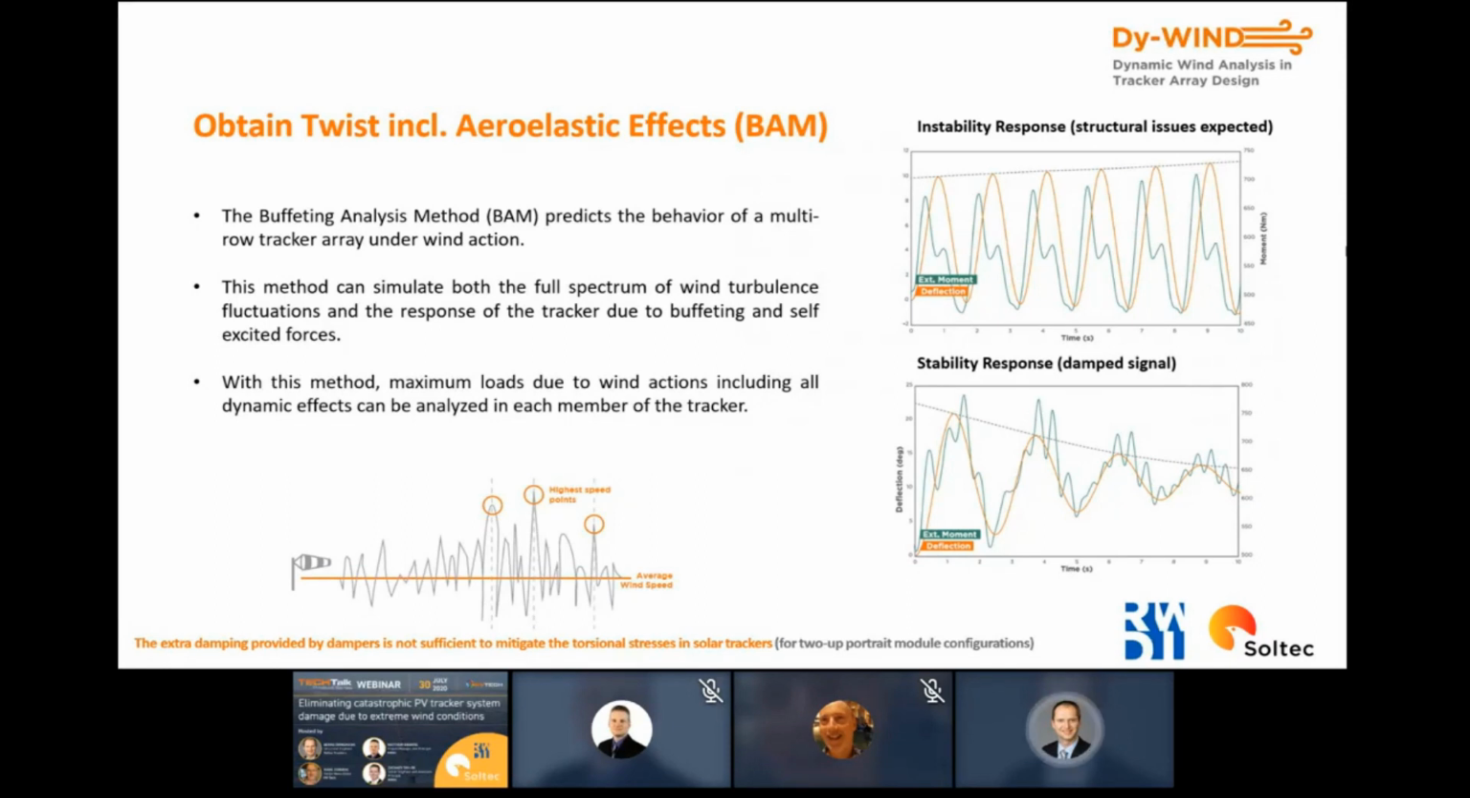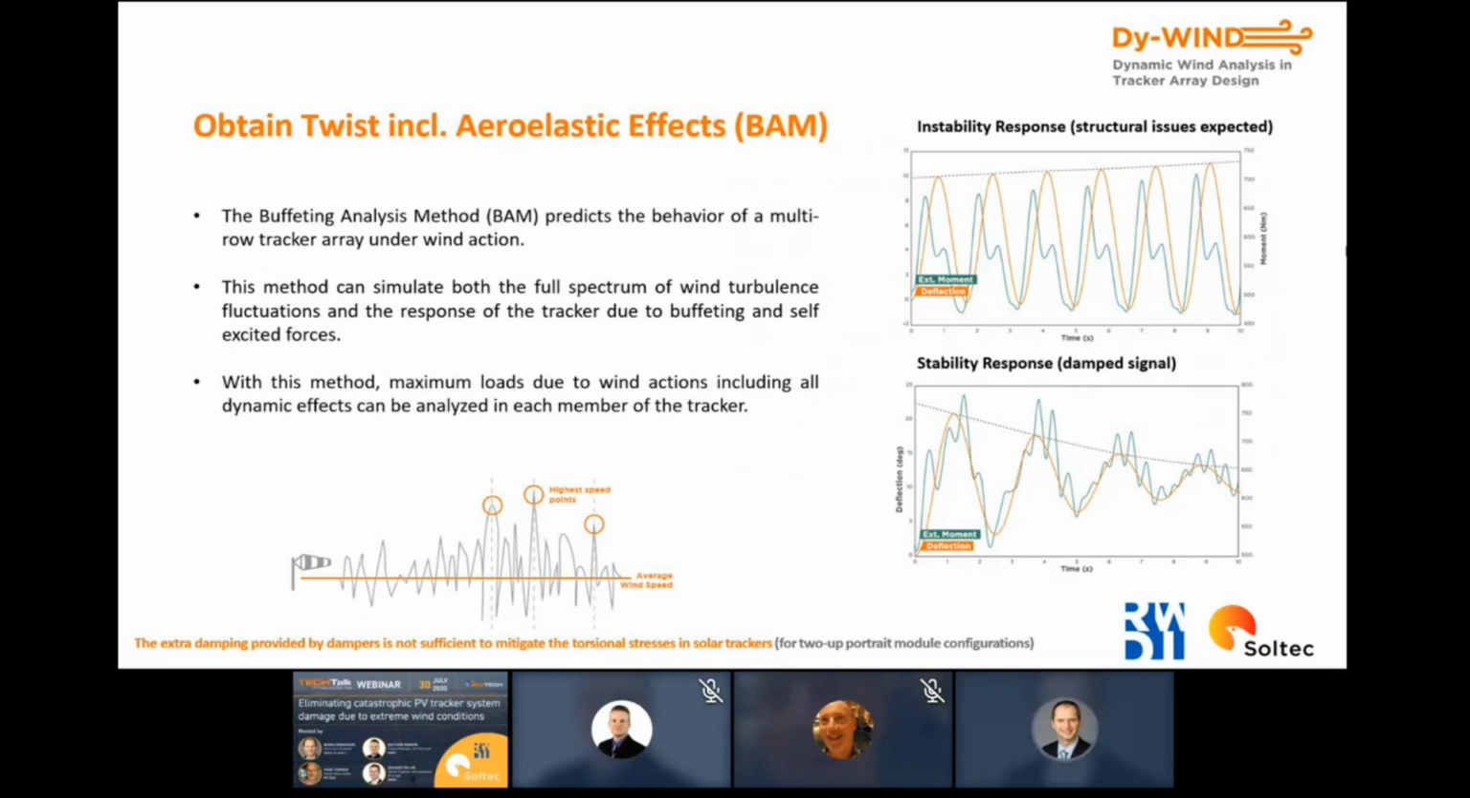Because being in the stable zone is necessary, but it's not sufficient for a reliable design. The tracker can fail without being unstable. And one interesting part of the buffeting method is that it can predict the dynamic load when the tracker is close to the instability limit. So the buffeting analysis method provides twist angle and the corresponding wind loads for the tracker moving in the wind.